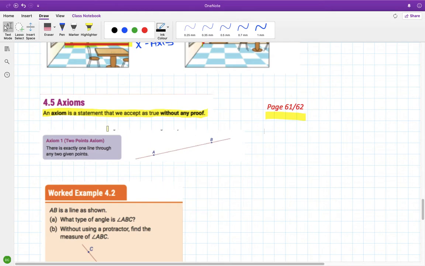Most of them, like the first axiom, called the 2-point axiom: there's exactly one line through any 2 given points. So if I gave you 2 points anywhere on a graph, and I gave 2 points to one student at the front of the class, and I gave the exact same 2 points, photocopied, to another student at the back of the class.